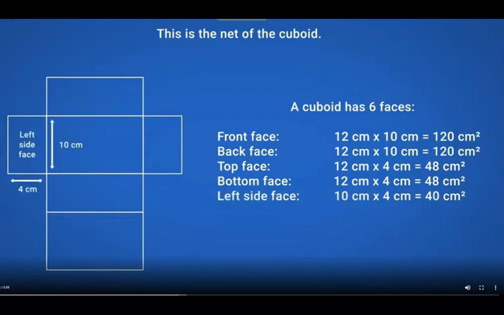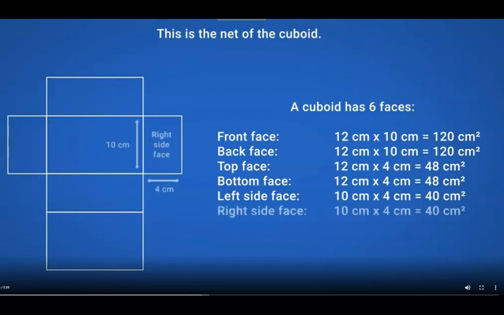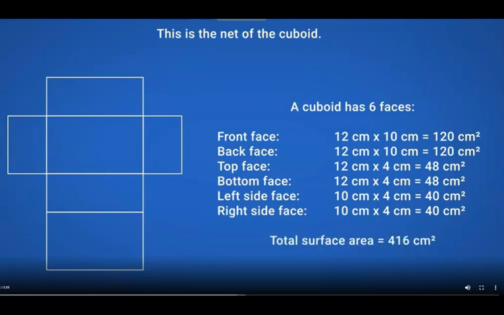The area of the left side face is 10 cm multiplied by 4 cm, which equals 40 cm squared. The area of the right side face is 10 cm multiplied by 4 cm, which equals 40 cm squared. If you now add the area of each face together, you get a total surface area for the cuboid as 416 centimeters squared.